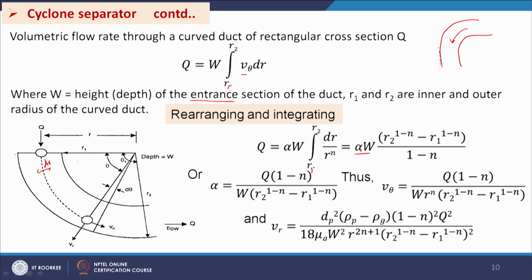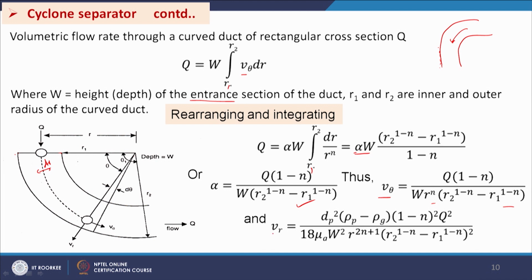By rearranging, we can write alpha is equal to q into 1 minus n divided by W into r2 to the power 1 minus n minus r1 to the power 1 minus n. So, what will be the V theta now? Because V theta is equal to alpha by r to the power n, V theta is equal to q into 1 minus n divided by W into r to the power n, into the same term, r2 to the power 1 minus n minus r1 to the power 1 minus n. And V r will be what?